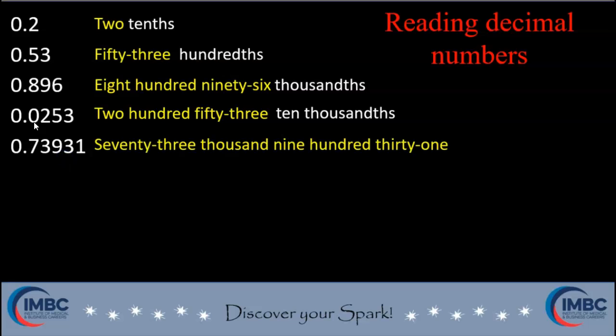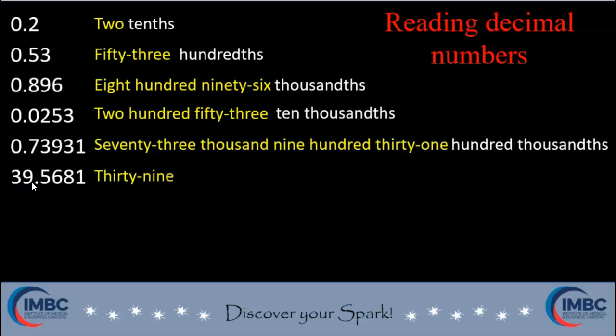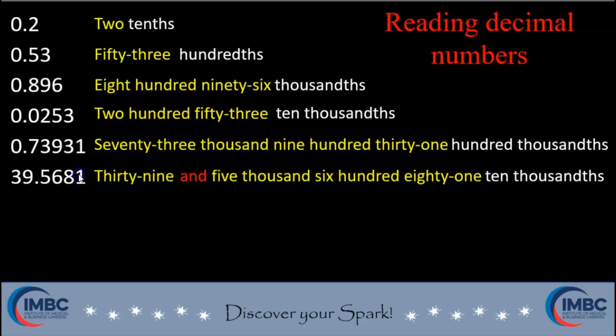73,931, place value: tenths, hundredths, thousandths, ten-thousandths, hundred-thousandths. Okay, so when we have a whole number, we read the whole number first. So in this case, 39. The decimal is stated using the word and, so 39 and. We state the decimal portion of the number, so 5,681. And then again, we look at the least place value, which is ten-thousandths. So 39 and 5,681 ten-thousandths.